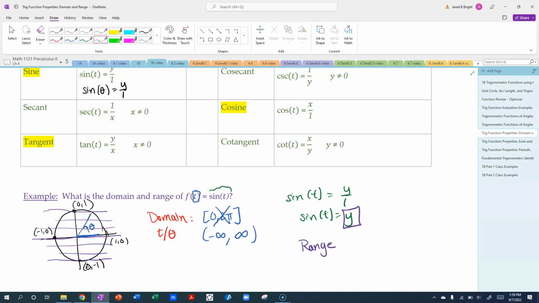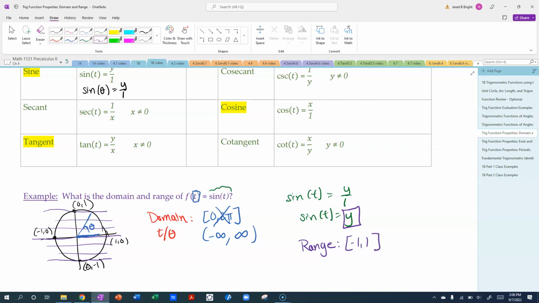So the possible y values here are going to be the range, because the output of sine is y, and so the range here is -1 to 1, inclusive on both.